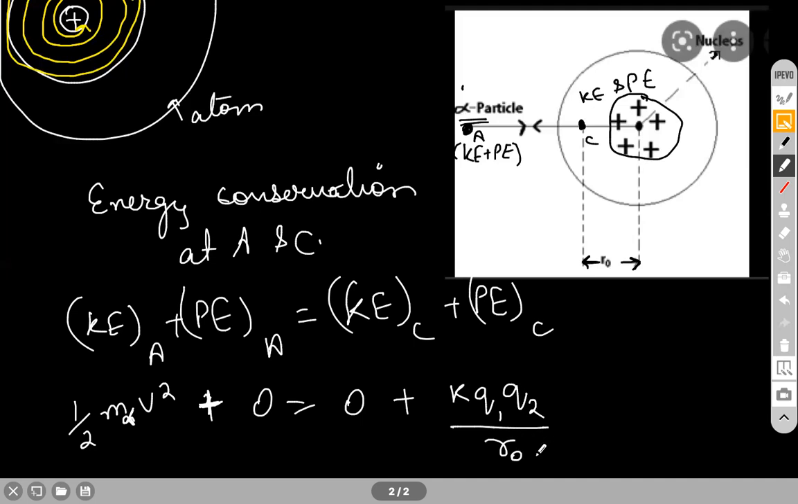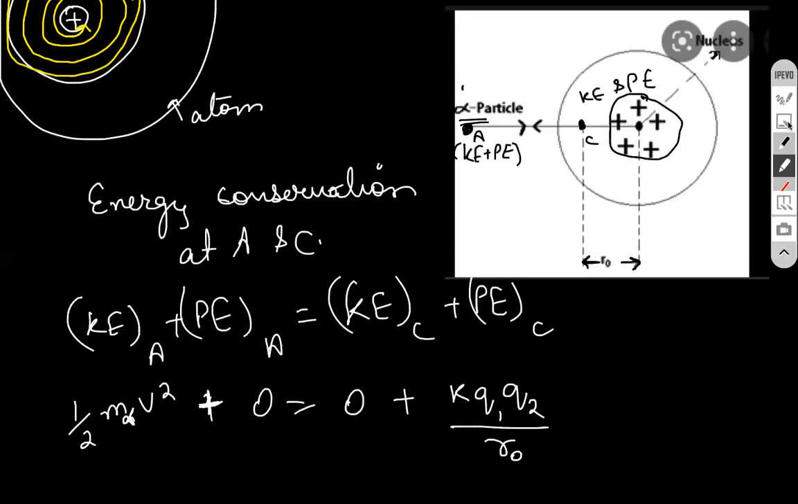Any doubt? K Q1 Q2 by R naught. Half m alpha v square, 0 plus 0. Kinetic energy at C is 0 because the alpha particle will go to the closest approach, then it will get deflected from there. Got it? So the particle will come to rest for one point of time at that deflection point. So kinetic energy will be 0.